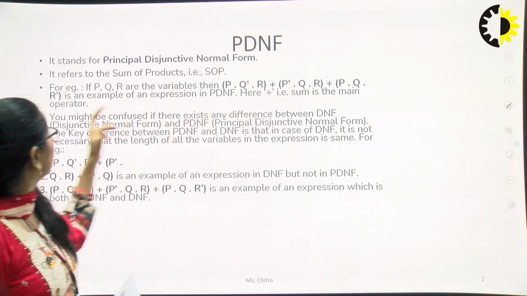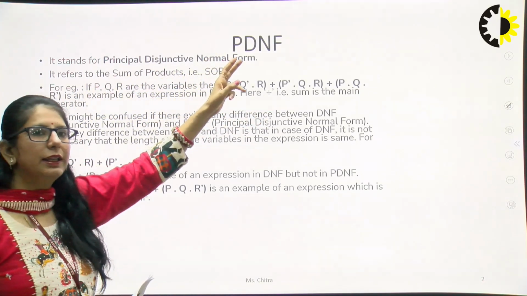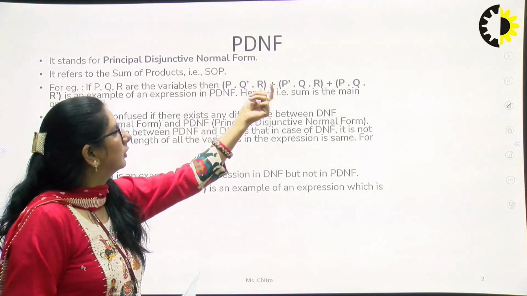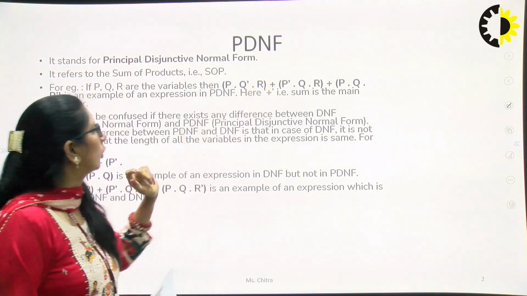Here, sum is the main operator. That's why it is PDNF, disjunctive. Disjunction means the OR symbol. So that's why the brackets are combined with the OR operator.